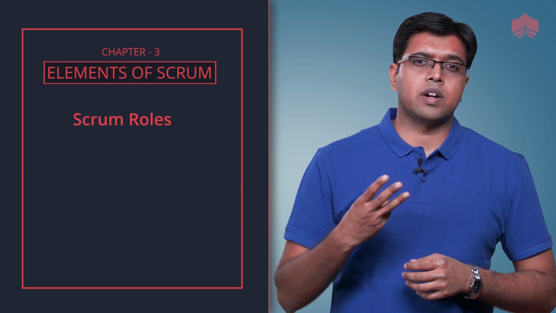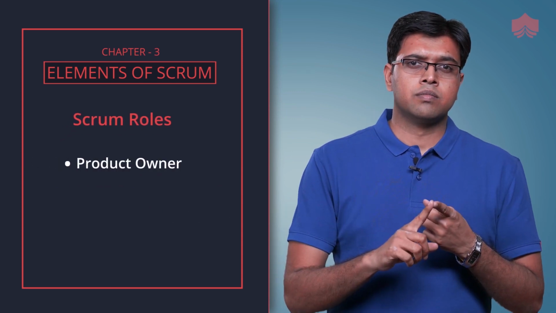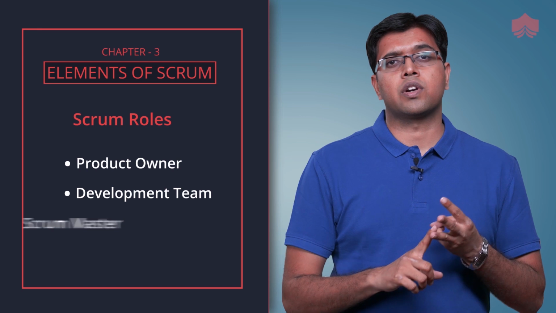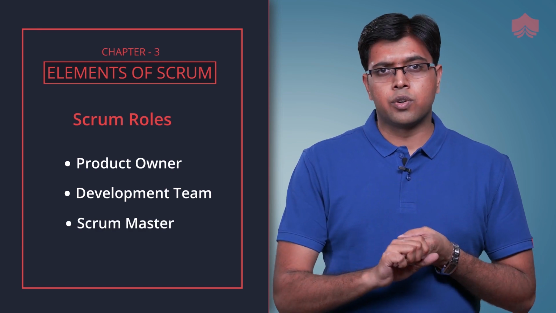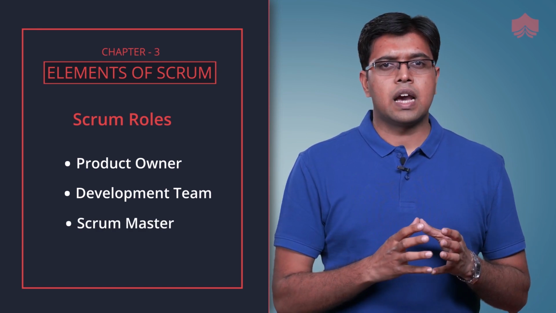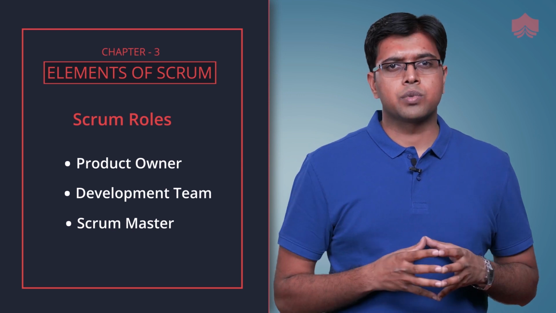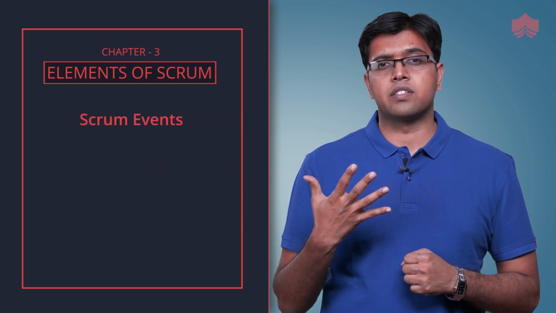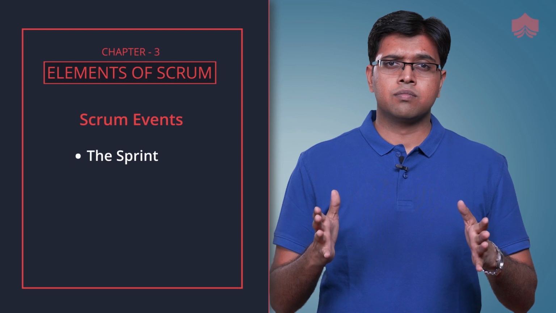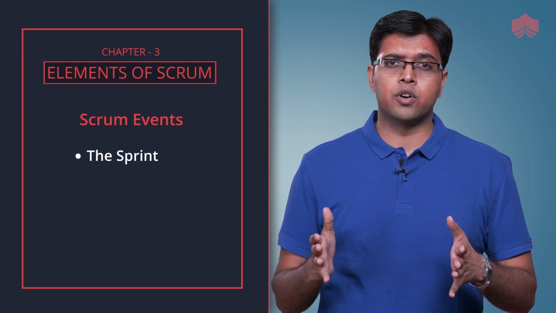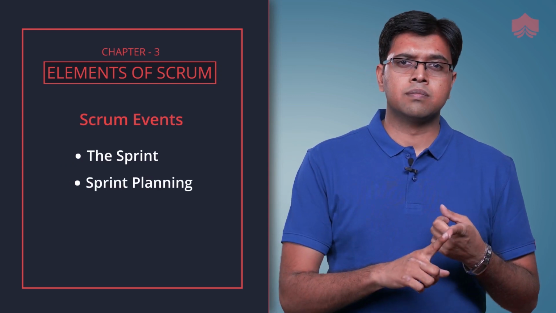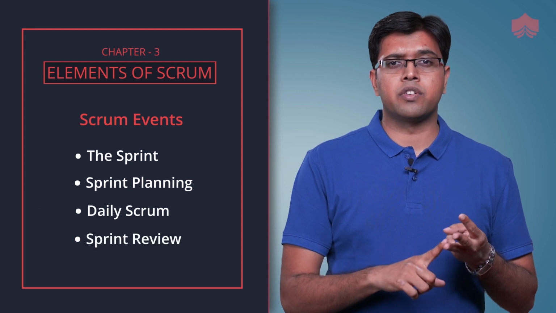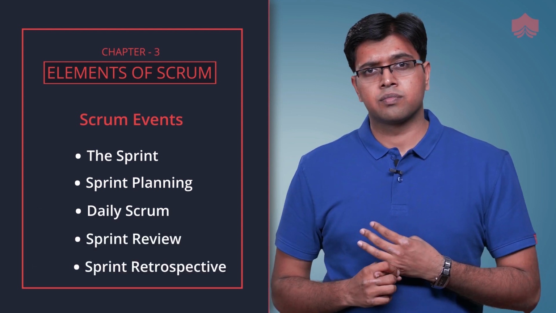There are three roles in Scrum. You have the product owner, the development team, and the Scrum Master. Each of these roles has a set of responsibilities and are accountable for certain outcomes. There are 5 events in Scrum. The sprint, which is a container event for the remaining 4. You have the sprint planning, the daily Scrum, the sprint review, and the sprint retrospective.